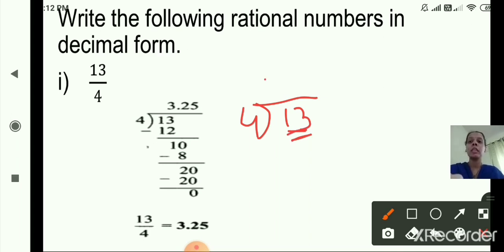So 4 3s are 12. Below 13 I have written 12. Here it is 3, since 4 3s are 12. Now 13 minus 12 is 1. Now 1 is not divisible by 4. So what will we do? We'll put a decimal point here.